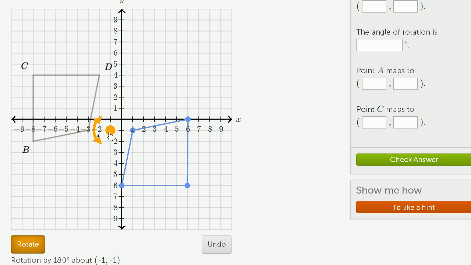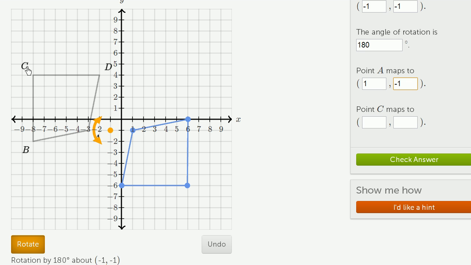And what I did is I put that point of rotation exactly between those points, because it looked like 180 degrees around this point. So rotation by 180 degrees about -1, -1. So the center of rotation is -1, -1. The angle of rotation is 180 degrees. Point A maps to this point right over here. So point A maps to the point 1, -1.